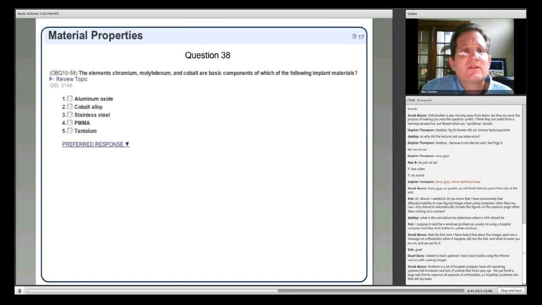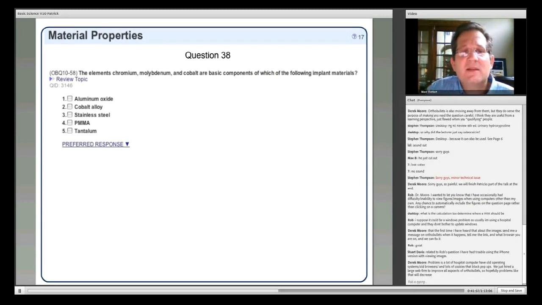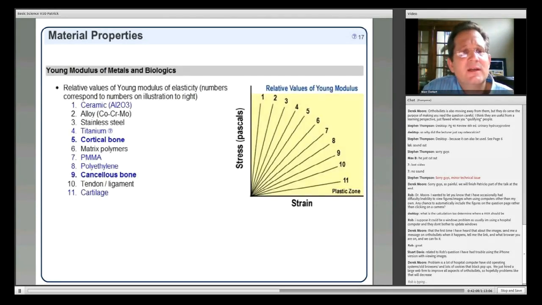The elements chromium, molybdenum, and cobalt are the basic components of which of the following implant materials? And then they give you a list of a bunch of different implant materials. One of them is aluminum oxide, and you should know the elements there.